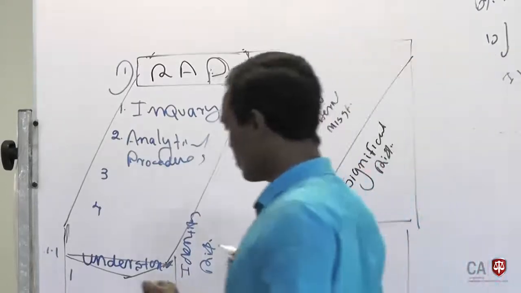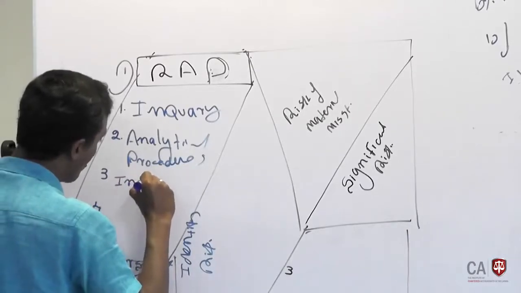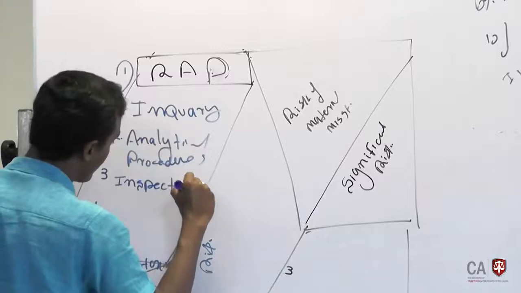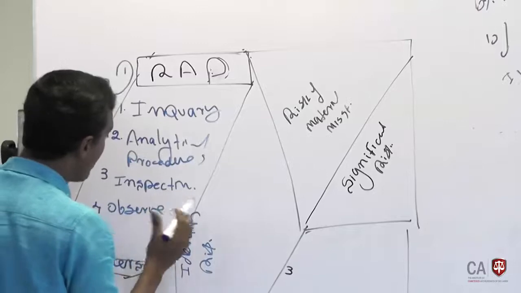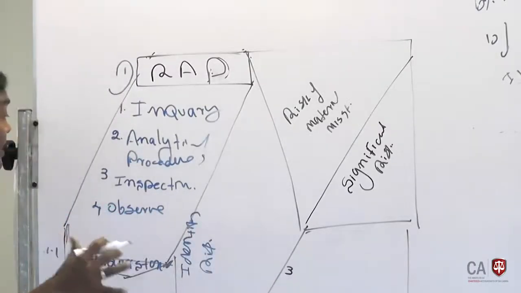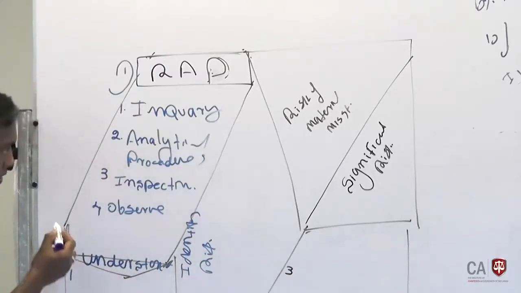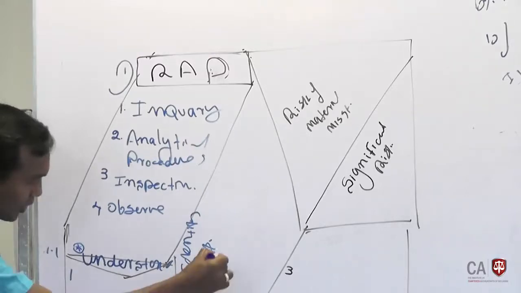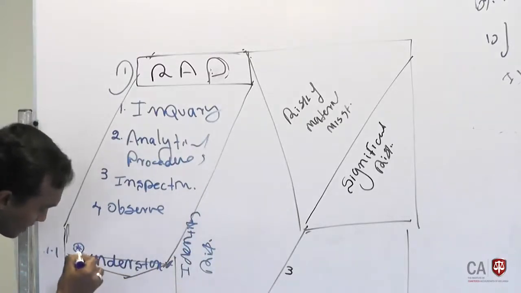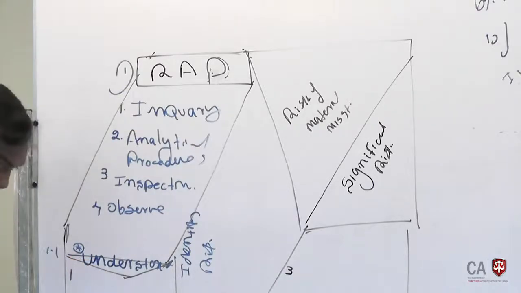So: inquiry, analytical procedure. In addition, you can read their board minutes, inspection of various documents. You can observe: you visit a manufacturing plant of a company and see they release wastewater to a river; that itself is an audit risk, because it can lead to violation of law. Now, the most important part I want you to understand: if you want to know where the risk is, if you want to identify risk, you must pay attention to all these 5 or 6 areas. Let's see how many areas.